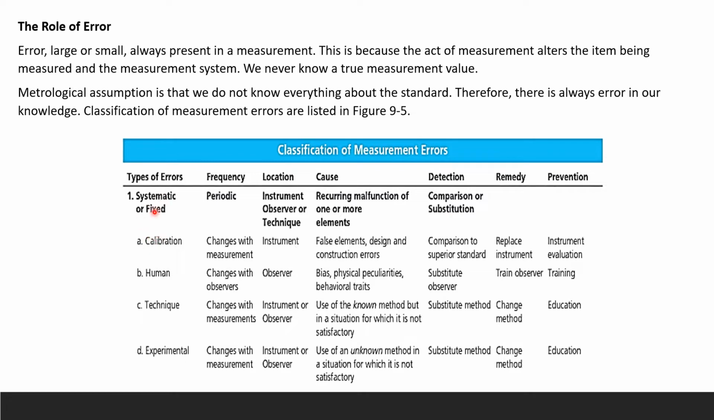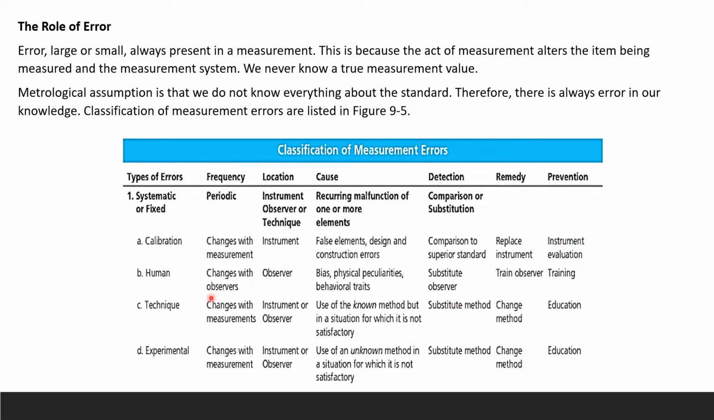The very first of your systematic errors is your calibration. Frequency again changes with measurement. Location is in your instrument because it's calibration. Your cause is a false element, design and construction error. Your detection is comparison to a superior standard. And you can fix it by replacing the instrument, okay? Because your instrument isn't good, so you can't do your calibration correctly. Error prevention is your instrument evaluation, by checking your instrument all the time by calibrating it.